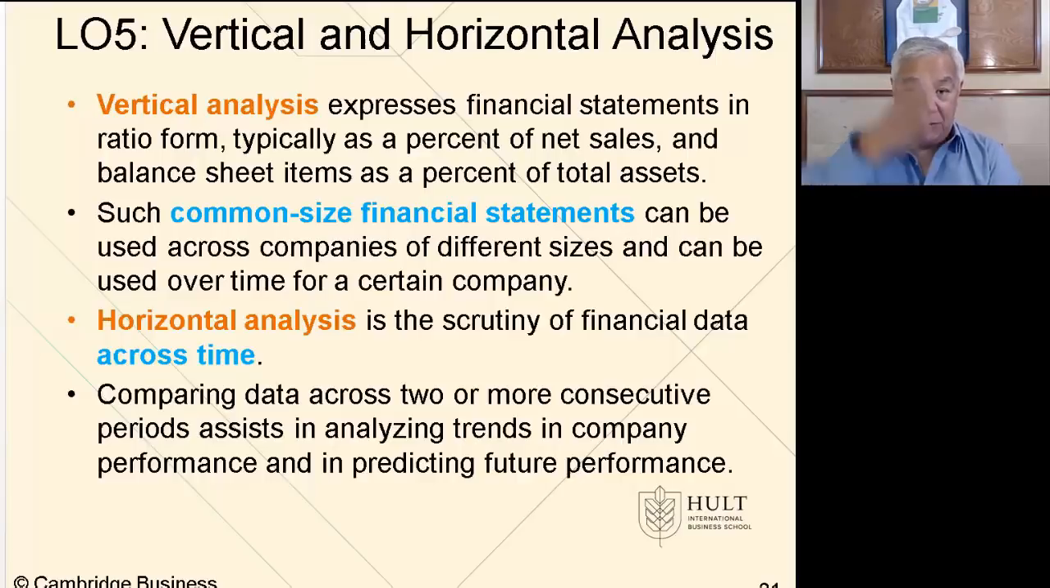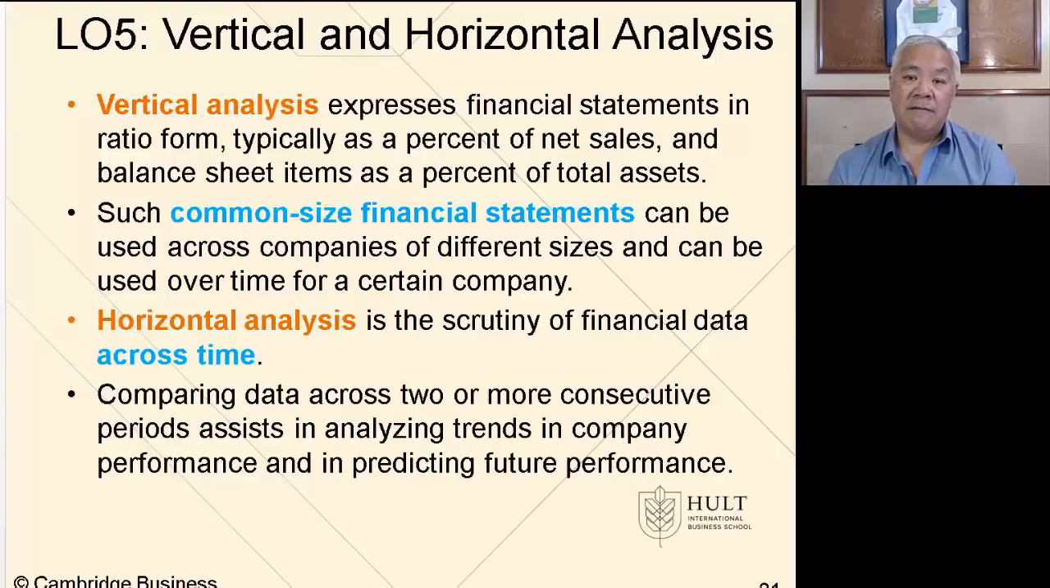So vertical means we're going this way. And vertical looks at balance sheets as a percent of assets and income statements as a percent of sales. We'll look at these in a moment. And we call this common sizing. We common size so that we can more easily see the relationships of numbers within those columns.